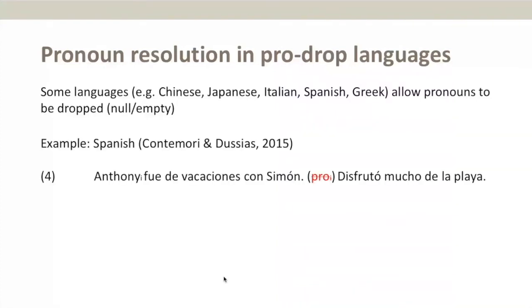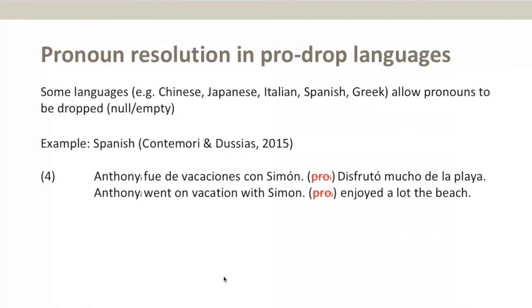So, for example, I can't read Spanish, so I'm just going to read the English word by word translation. Anthony went on vacation with Simon, enjoyed a lot the beach. In this example, you see in the second sentence, there is no subject. It's an empty subject. And in linguistic terms, sometimes we call it pro.